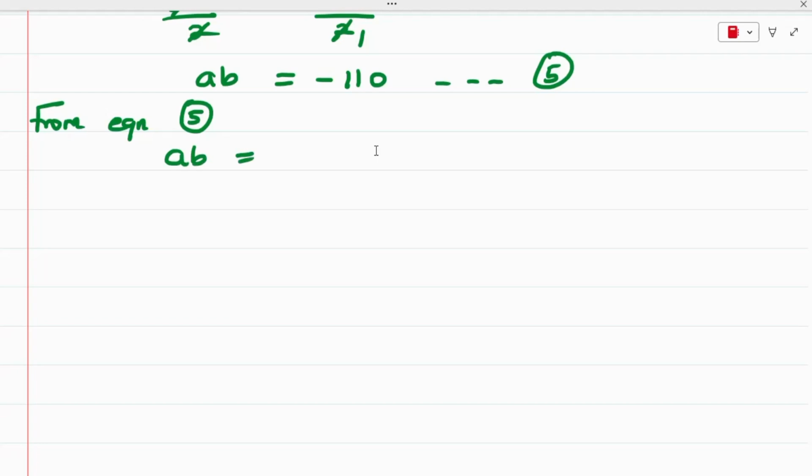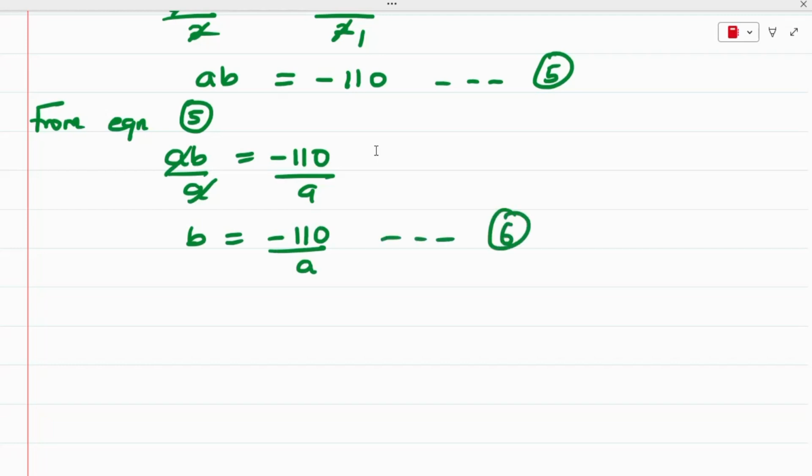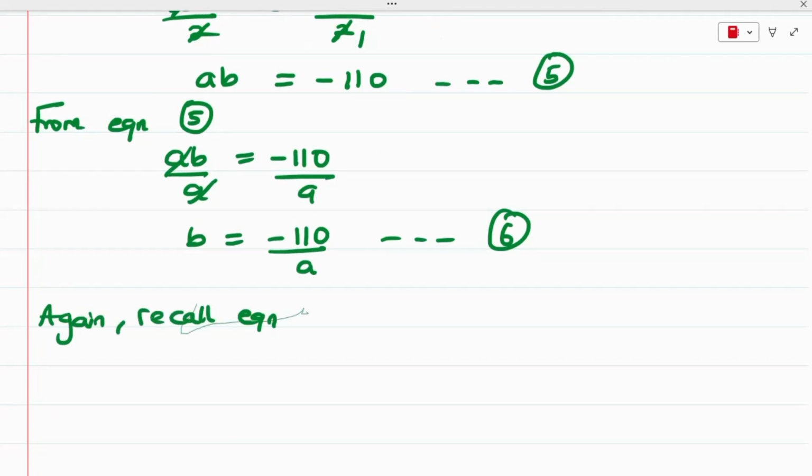ab is equal to minus 110. So if we divide both sides by a, this cancels out this. So we have that b is equal to minus 110 divided by a, and we can call this equation 6.